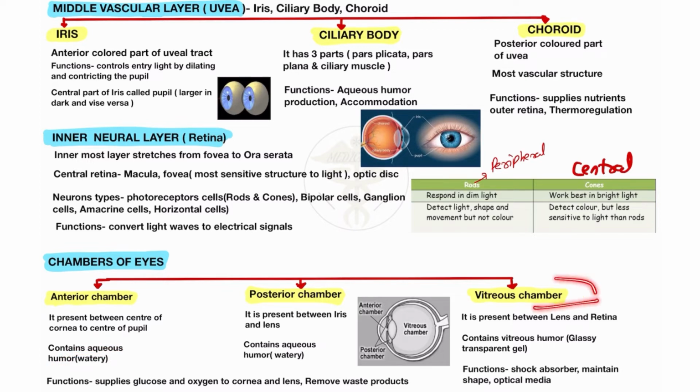When I discuss the vitreous chamber, it contains the vitreous fluid, which has a jelly-like appearance. But the anterior chamber contains the aqueous humor, which has a watery appearance.